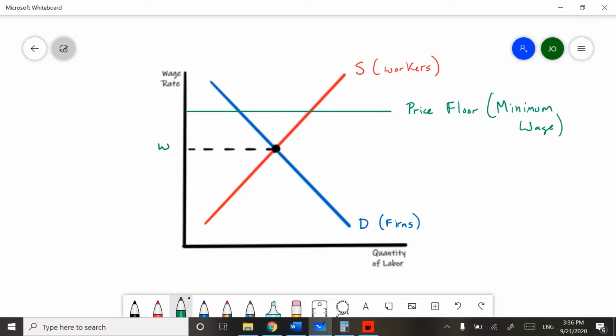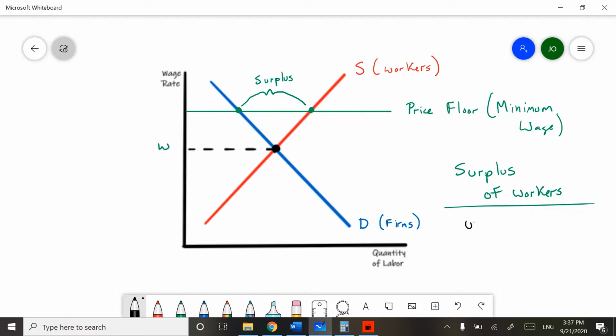In our supply and demand section, we covered what a price floor would do to a market. As you can see, a minimum wage in the labor market causes a surplus of workers. In other words, this surplus of workers means that we now have what we call unemployment.